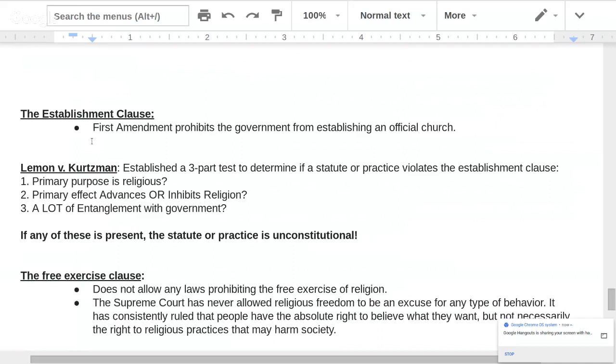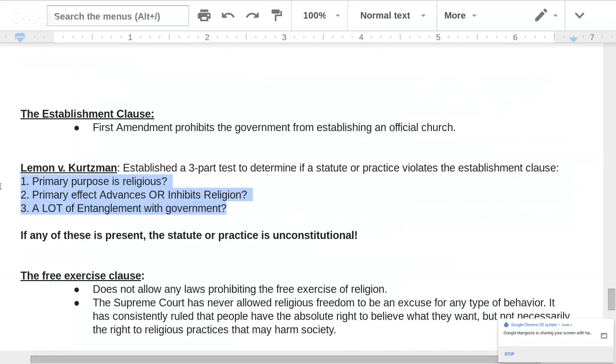So an example is Lemon versus Kurtzman, which established a 3-part test to determine if a statute or practice violates the Establishment Clause. So these 3, I guarantee you, will be on your test. Definitely, because these are the parts of the 3-part test. What you need to know is if your government starts to establish or violate your religion or someone's religion, you have to look at this first.